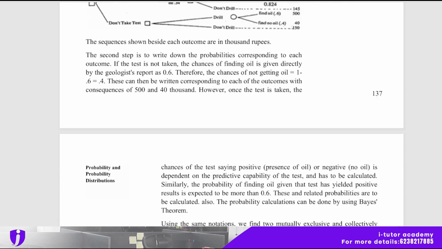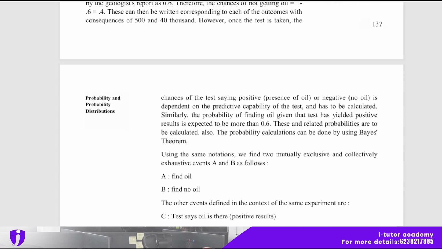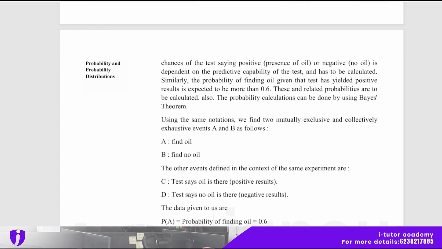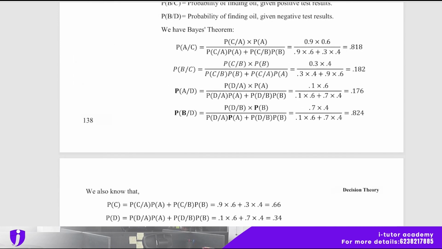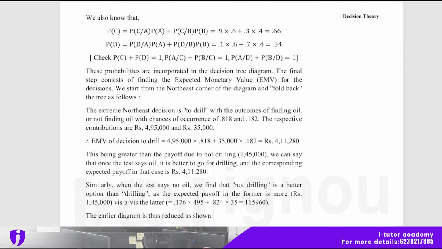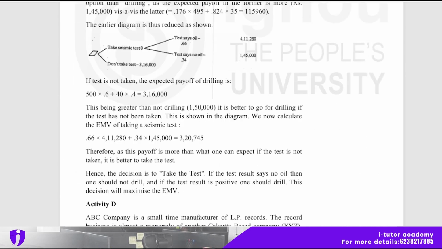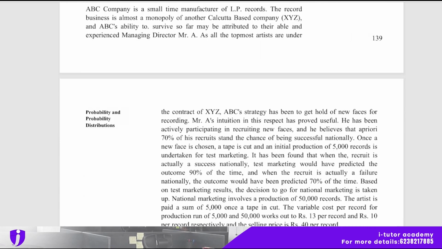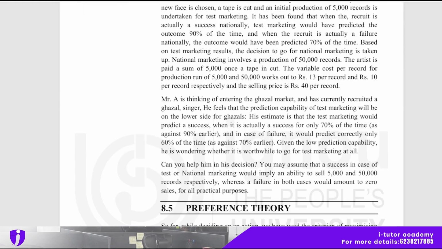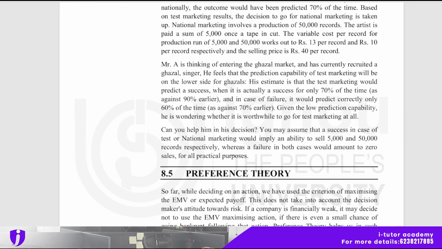So here is one picture representation also. You just go through it, and the equation-based solutions are also there. So this is an example. Based on that, there is one activity also here, so try to do the activity, it will make the concept more clear for you. And now, preference theory.